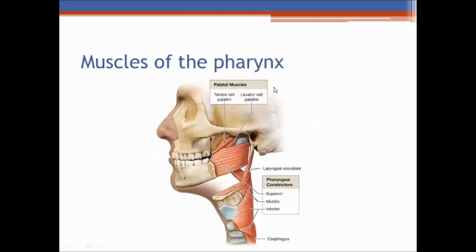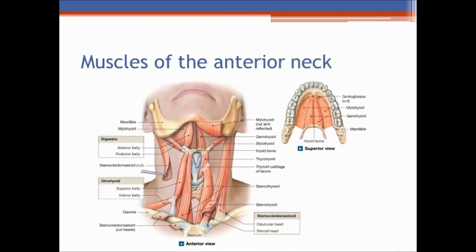Muscles of the pharynx. These are pretty deep. You have tensor veli palatini and levator veli palatini. And of the anterior neck, these are found underneath the mandible. Notice that most of them are named with hyoid in the name, and that's because they're all attaching to the hyoid, keeping this bone in place since it doesn't articulate with any other bones.